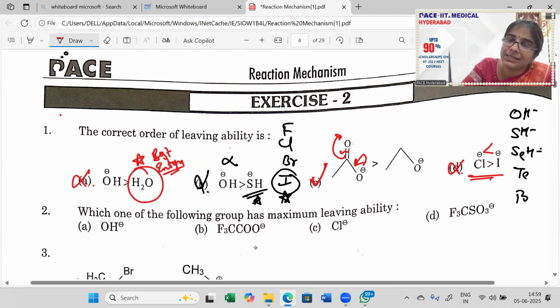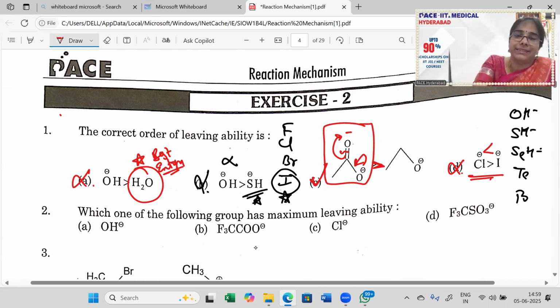There is a beautiful resonance that is happening here. Wherever resonance happens, that is more stable. And whichever becomes more stable, that moves out easily, right? So that is a better leaving ability that you get.